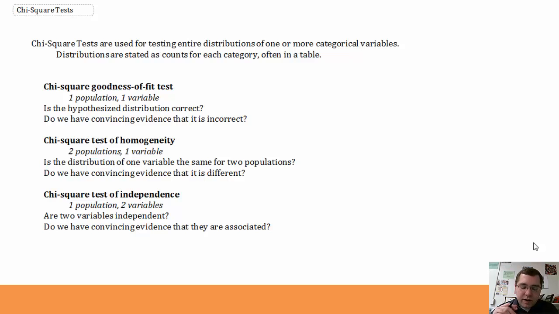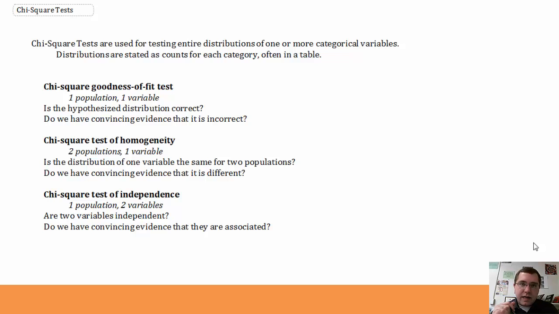The main point of a chi-square test is to ask the question, is the hypothesized distribution correct? So we have some expectation of what we think should happen for this population according to this variable. Is that expectation correct? Is our hypothesis correct? Or in other words, do we have convincing evidence that it is incorrect?